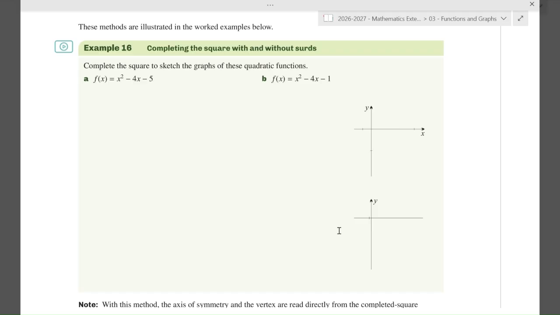All right, completing the square with and without surds. In other words, we're not necessarily going to get rational numbers or whole numbers or anything. So that's all right. We don't care. Question A, f of x equals x squared minus 4x minus 5. We have to complete the square with or without surds so that we can sketch the graph.